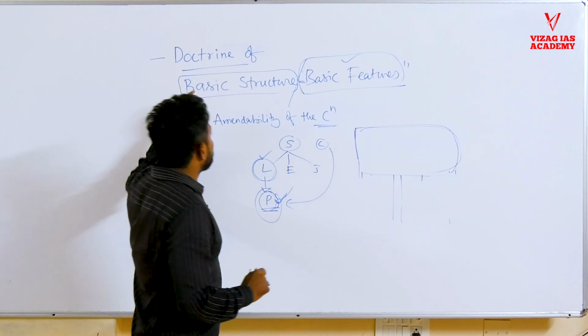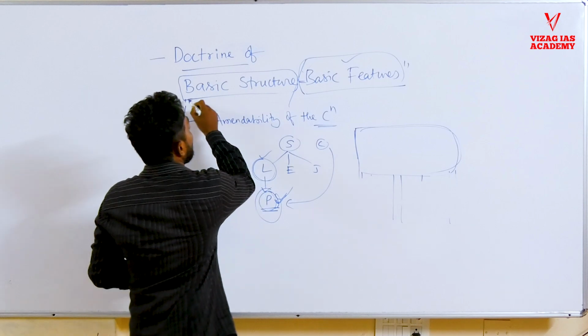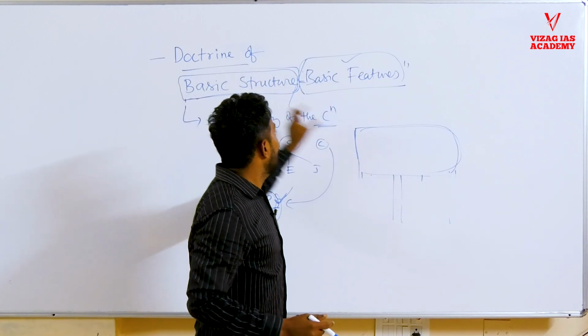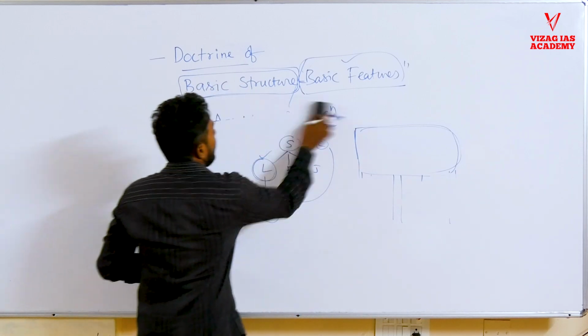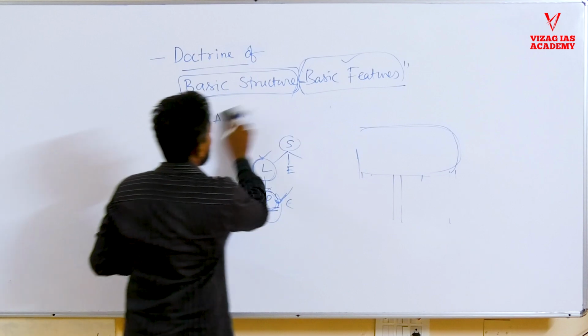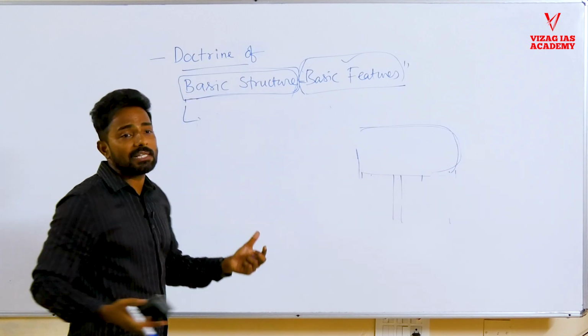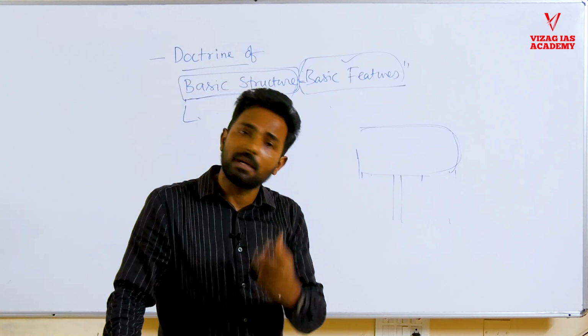So you understood the basic structure concept, right? The basic structure means the constitution has certain basic features. We will see some of the basic features, and then you will come to understand how important they are. If we remove those basic features, then what would be the actual significance of the constitution? Let us see one by one.